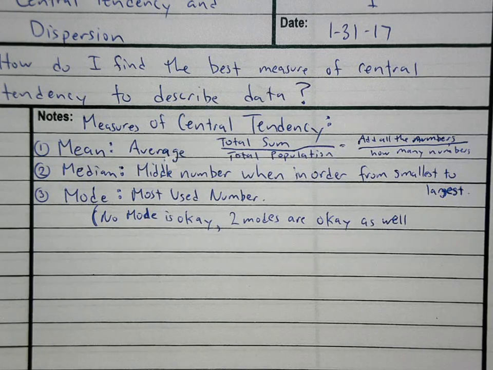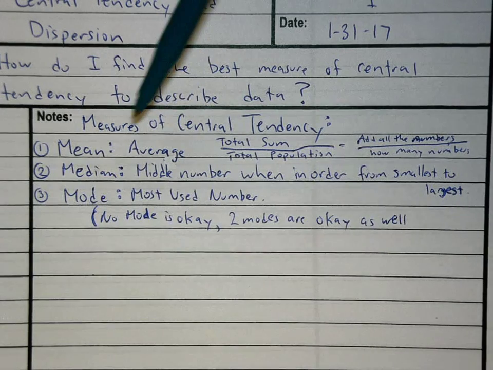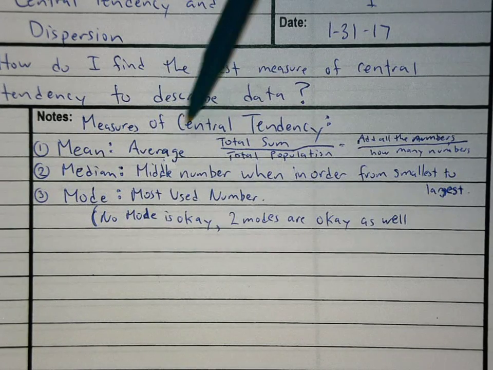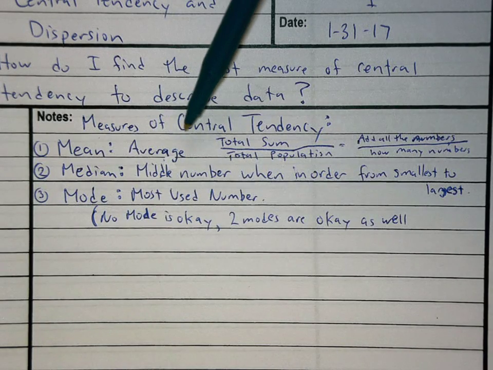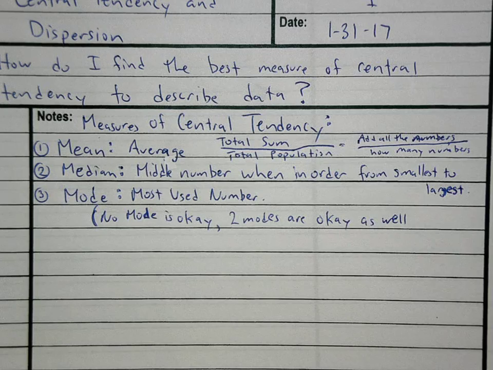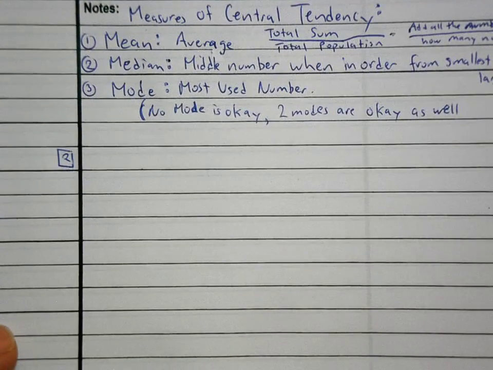Okay, so on this next worksheet, they're going to ask you to describe data in terms of these measures of central tendency. So you're going to have to be able to find the mean. You're going to have to be able to find the median. You're going to have to be able to find the mode. So let me give you an example, like let's do number 2.